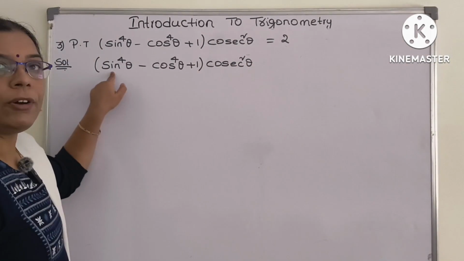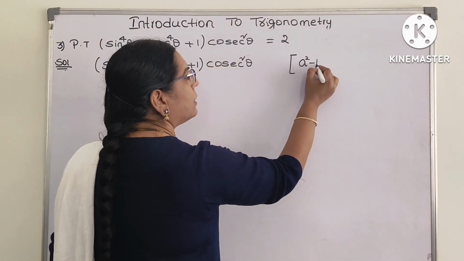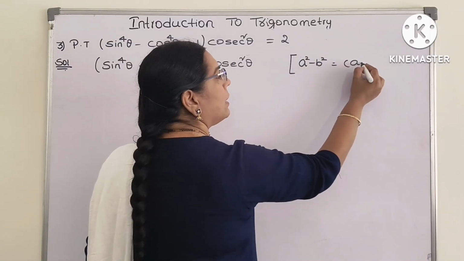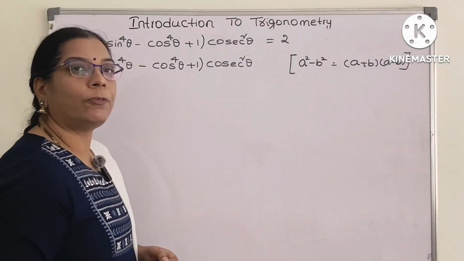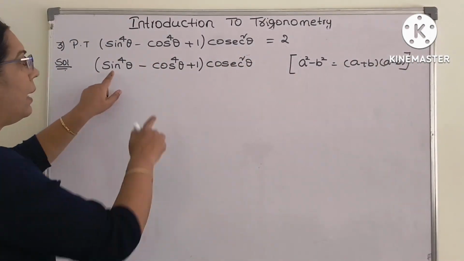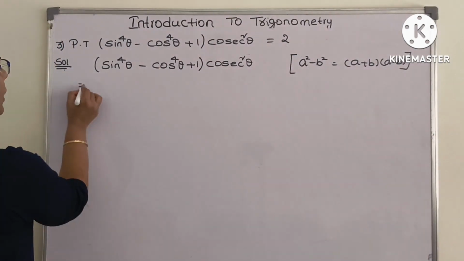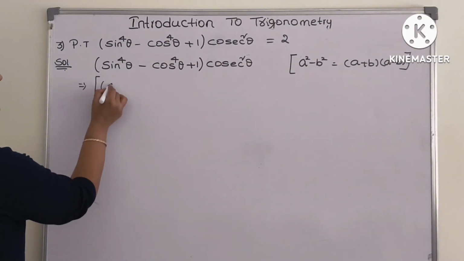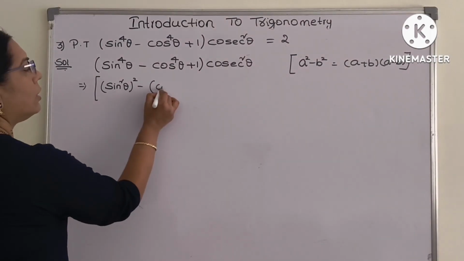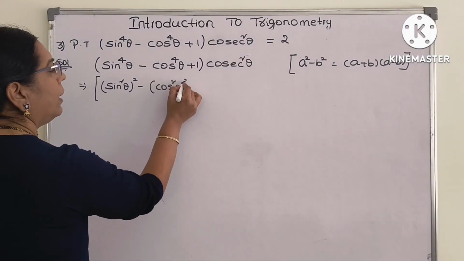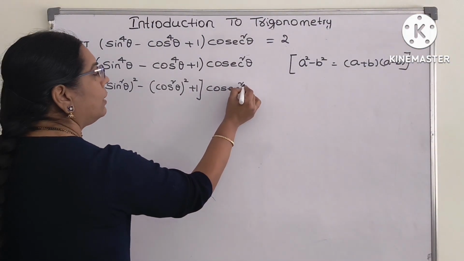Now look at this. How to write this sin⁴ minus cos⁴? You know that a² − b² can be written as (a + b)(a − b). Why did we pick this formula only? Because there is a minus sign and I know I can convert sin⁴ and cos⁴ as squares. How can I do that? I will rewrite this as (sin²θ)² − (cos²θ)² + 1. The whole thing should be multiplied with cosec²θ.